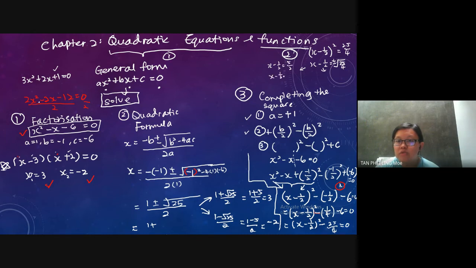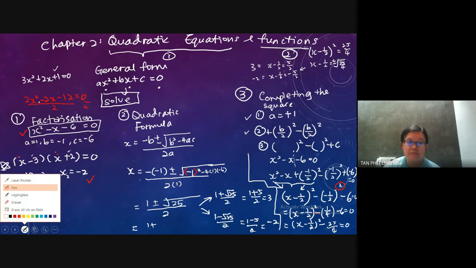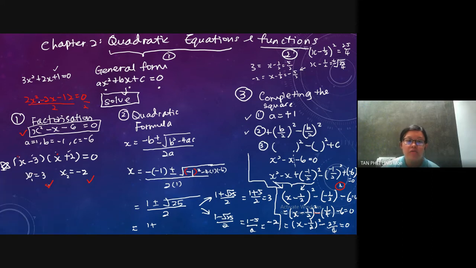X minus 1 over 2 equals negative 5 over 2. As you work through it, you will finally realize that your answer comes to x equals 3, x equals negative 2. If you look at it again, all of them give you the same answer. The first method gives you 3 and negative 2. The second also gives 3 and negative 2. The third is also 3 and negative 2.